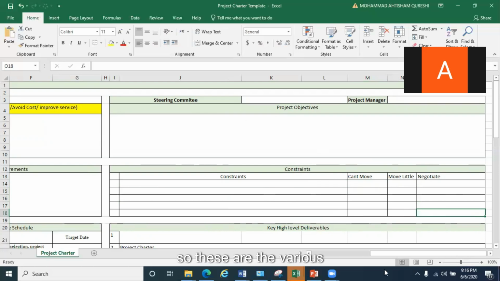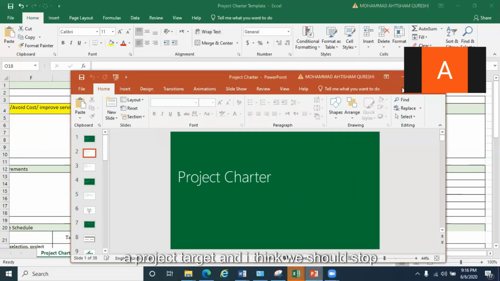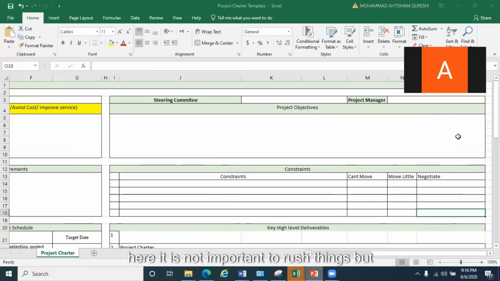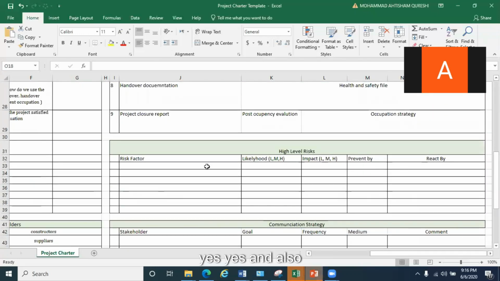So these are the various fields that I talked about in a project charter, and I think we should stop here. It is not important to rush things, but it is important to understand things, right? Yes. And also a risk, I think we didn't talk about here.